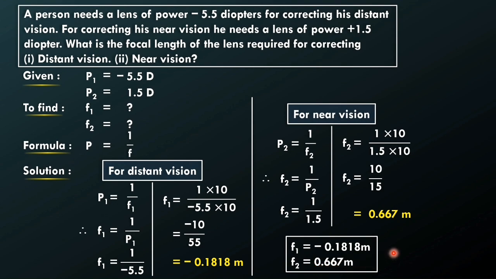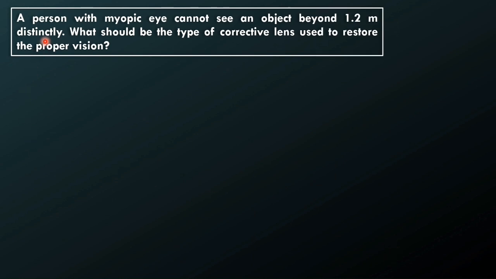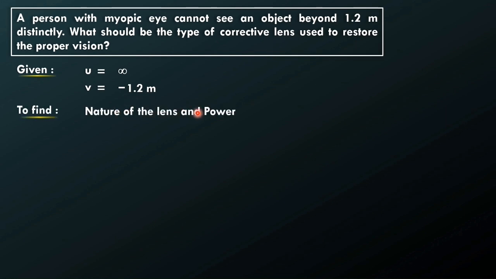Now see question number 6. A person with myopic eye cannot see an object beyond 1.2 meter distinctly. What should be the type of corrective lens used to restore the proper vision? Here the object distance will be infinity, right? And the image distance will be minus 1.2 meter. So we have to find the nature of the lens and power.